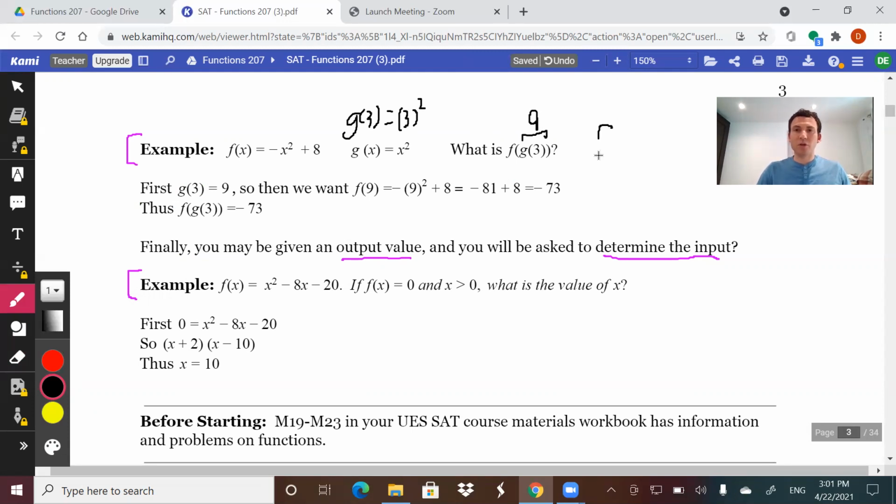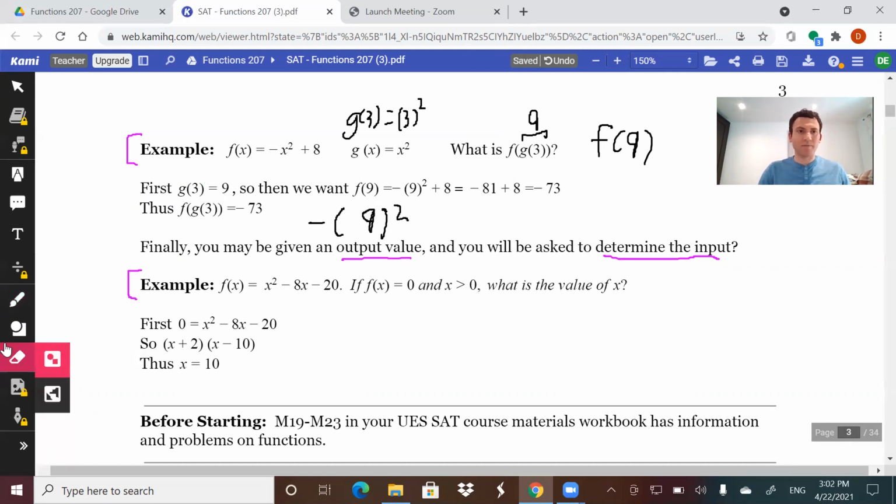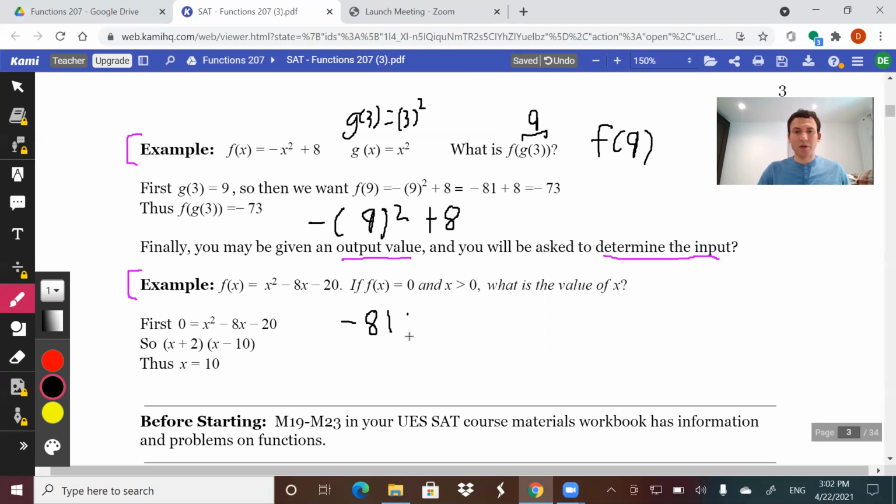So essentially, this is now just reading f of 9. If you input 9 into the f function, you end up getting the opposite of 9 squared, always input in brackets, plus 8. Well, 9 squared is 81. The opposite of it is -81, plus 8 gives us -73. So what is f of g of 3? Essentially, it's the same as f of 9, and f of 9 is -73.